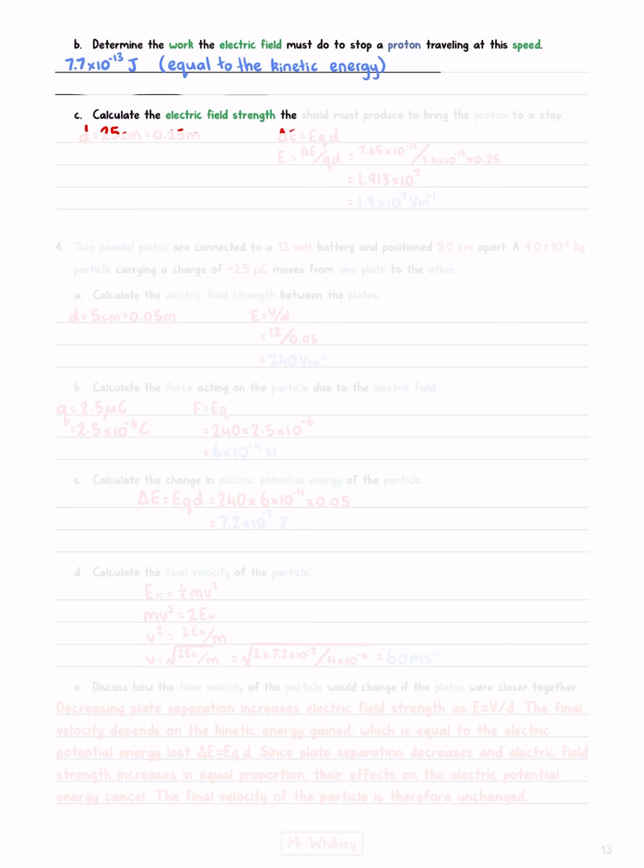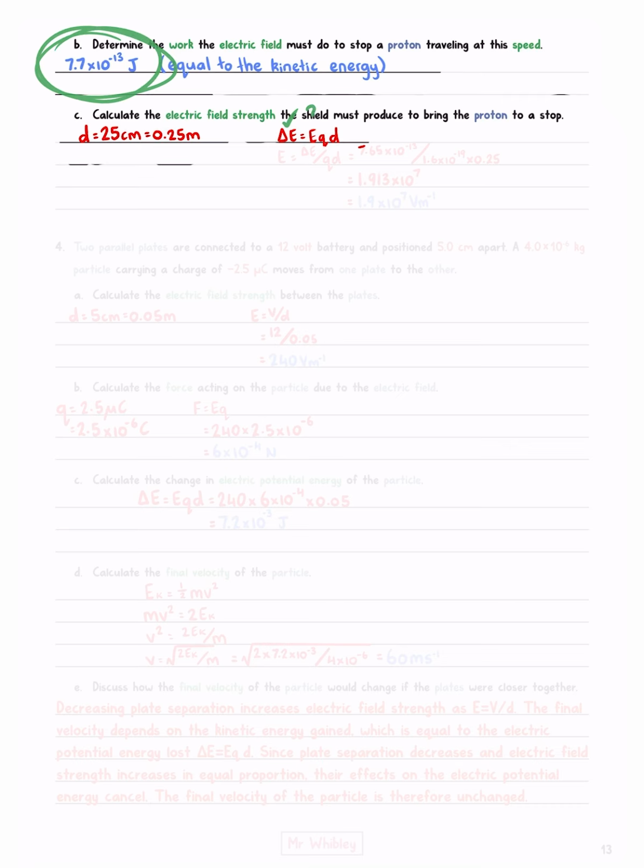Calculate the electric field strength the shield must produce to bring the proton to a stop. So we know that our electric field was 25 centimeters thick, or 0.25 meters. We know that the electric potential energy is EQd, and we're choosing this equation because we know the change in potential energy required. That was our kinetic energy that we found in A. We want to find our electric field strength, and we know our charge and we know our distance. So to solve this for our electric field strength, we just divide both sides by Qd, put all of our numbers in, which gives us 1.913 times 10 to the 7, or 1.9 times 10 to the 7 volts per meter.